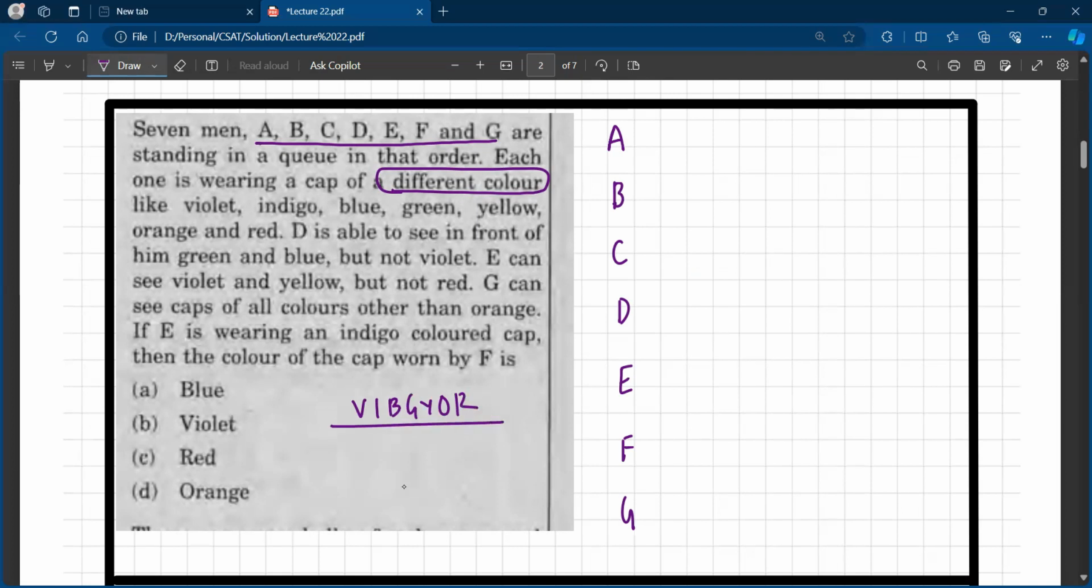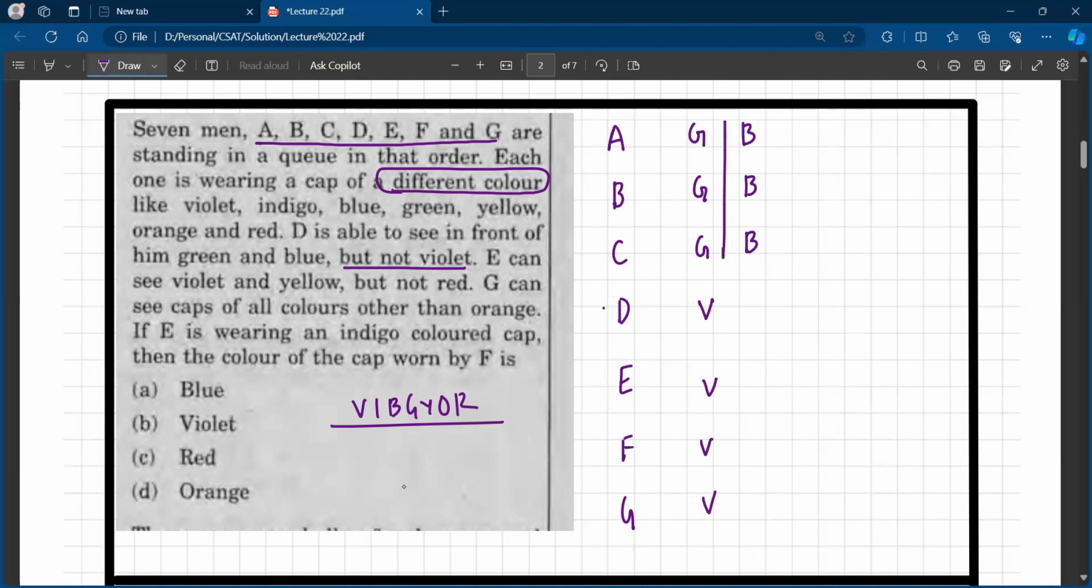D is able to see in front of him green and blue. So this can be green, this can be green, and this can be blue. That means this cannot be green. Those behind D, or D himself, cannot be green or blue. Clear? Now, but not violet. So the options available for violet are these, because if D himself wears violet, D cannot see the violet, right?